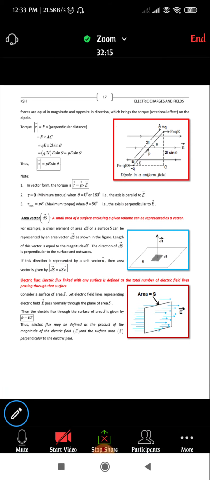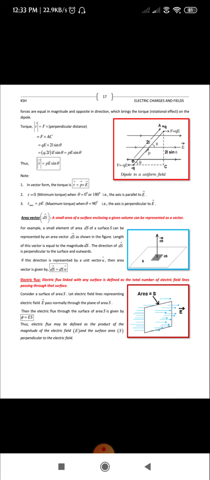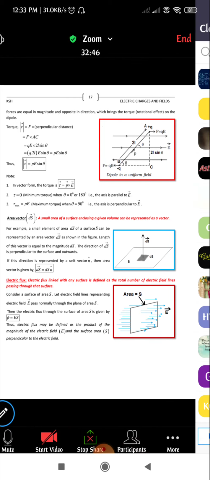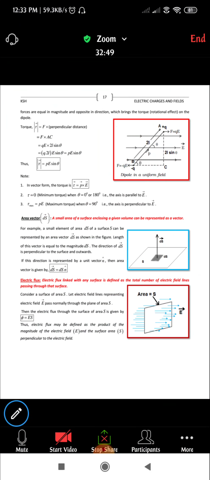Is this fine about this area vector? In case I have any doubts, please let me know. When we are solving the applications of Gauss theorem, this area vector is very important. By making use of this itself, we are going to derive the applications of Gauss law. That is why. Have you people understood about this area vector? Is it clear? Yes, please do reply.